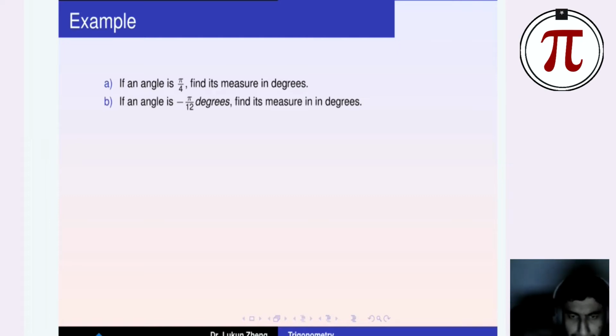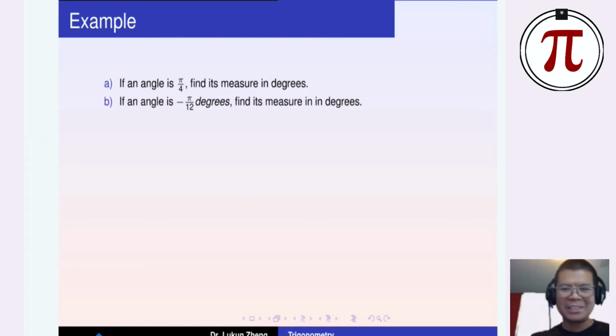Oh, sorry, my typo. Thank you, Salim. Very good. This should be in radians. Find its measure in degrees. Okay, so here now I'm going to solve for A, and then you try to solve for B.